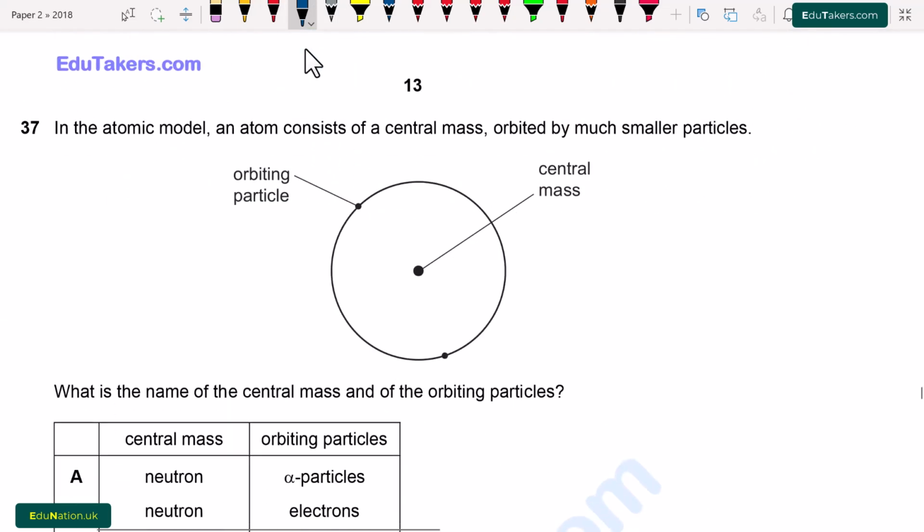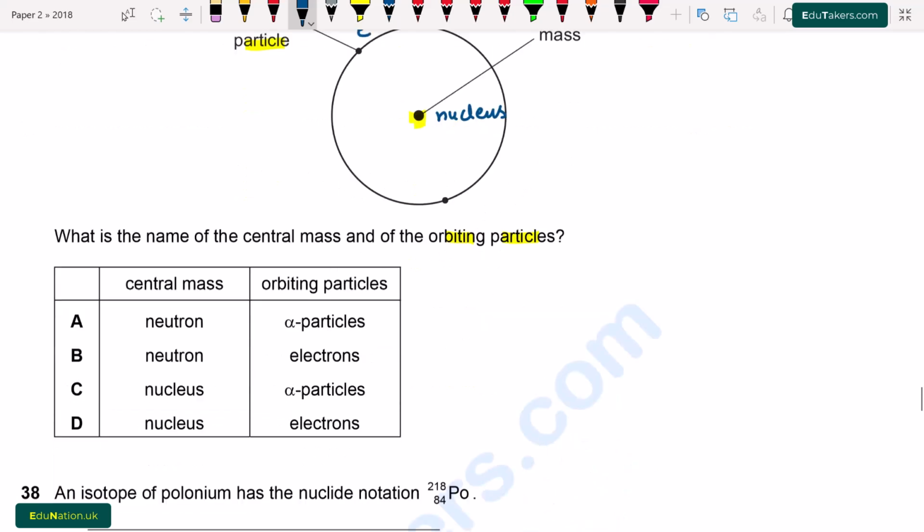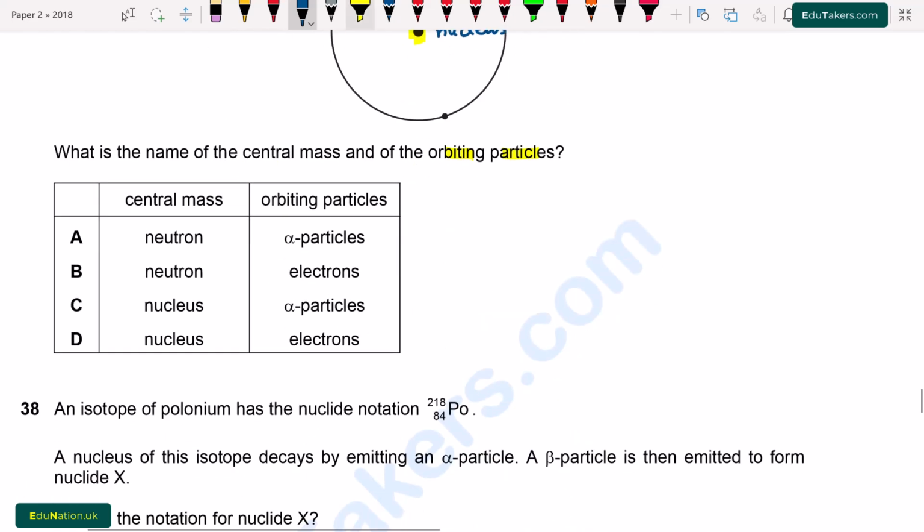Question number 37. In the atomic model, an atom consists of a central mass orbited by much smaller particles. So there is a central mass and there are orbiting particles. What is the name of the central mass and of the orbiting particle? So the central mass is basically the nucleus, while the orbiting particle is basically the electron. Now we see the options.